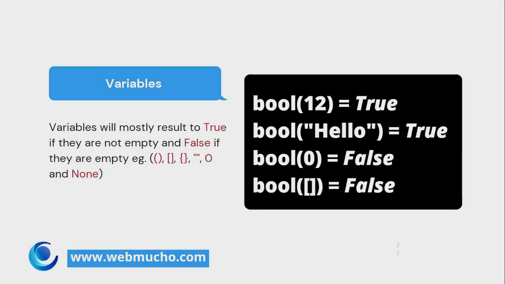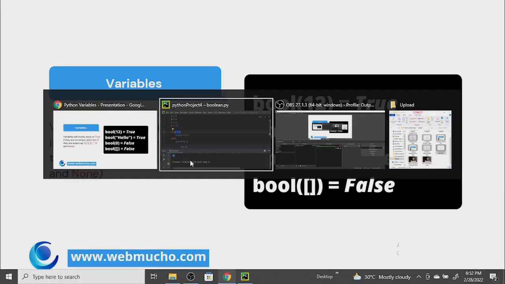Okay, so let's look at the last application of Boolean, and that is variables. In brief, any variable that does not contain data, like an empty tuple, an empty list, an empty set, or an empty string, as well as 0 and None, any data that has any of these as its value is going to evaluate to false, and vice versa. So let's look at this quickly in action.